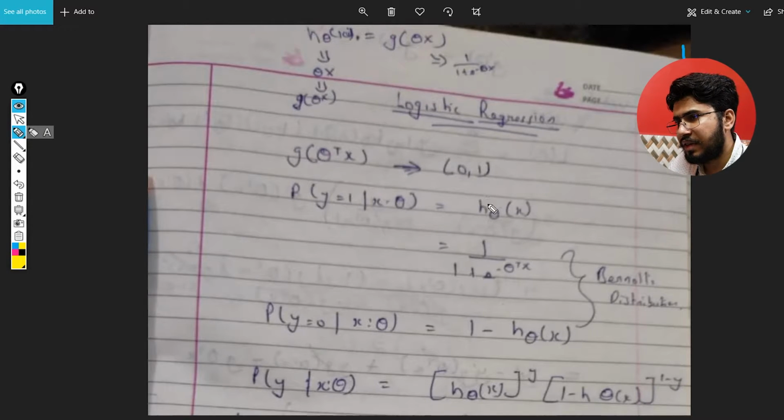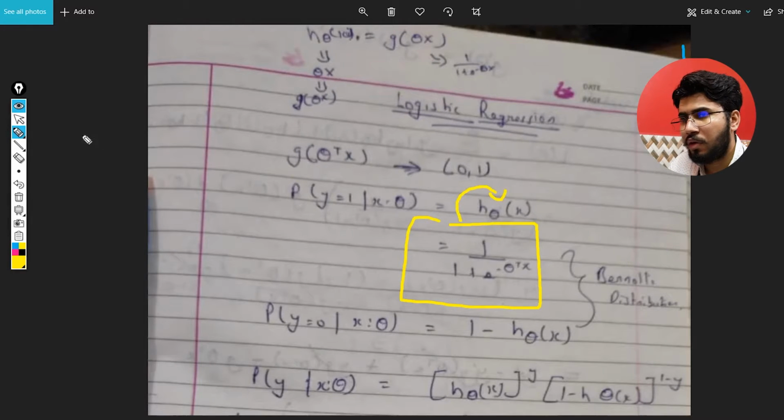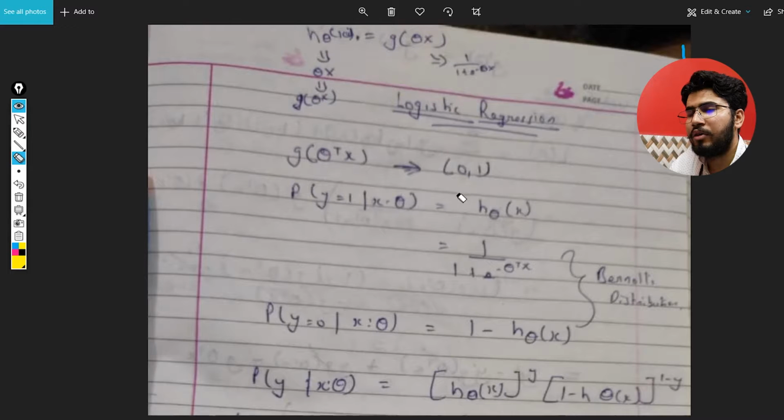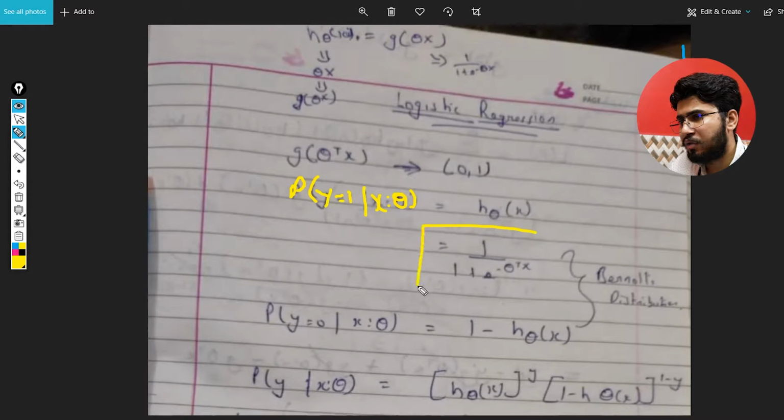So these are the things that we discussed in the last video, and you can also represent it like this. Okay, so now if I talk about likelihood, by likelihood I mean the probability. So as you can see here, the probability of y being equal to 1. So what is the probability of y equal to 1, provided that x is given with parameters theta. Okay, so for this, we are going to use this.